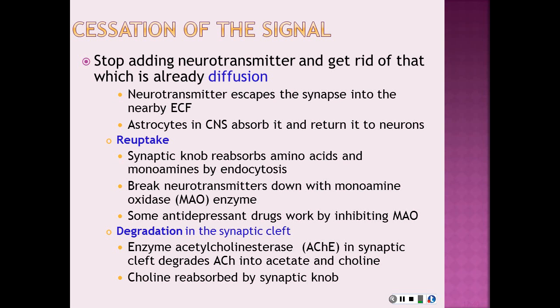With reuptake, the synaptic knob reabsorbs amino acids and monoamines by endocytosis and breaks them down with monoamine oxidase, which is an enzyme. Now the last one is degradation, and that's when the enzyme acetylcholinesterase breaks down the acetylcholine into acetate and choline, and then the choline is reabsorbed by the synaptic knob.